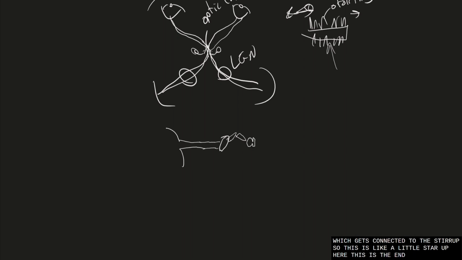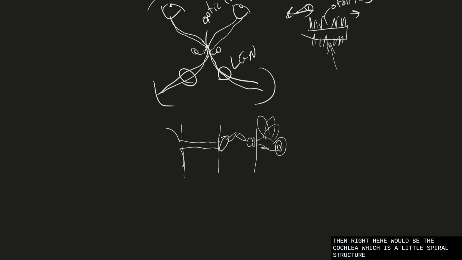This is the middle ear right here. This is the outer, external ear. And then this is the inner ear over here, where it then goes into the vestibule with the semicircular canals. And then right here would be the cochlea, which is the little spiral structure. And then comes out the little round window. This is the oval window. This is the round window. And then this is where the eustachian tube drains out down below.